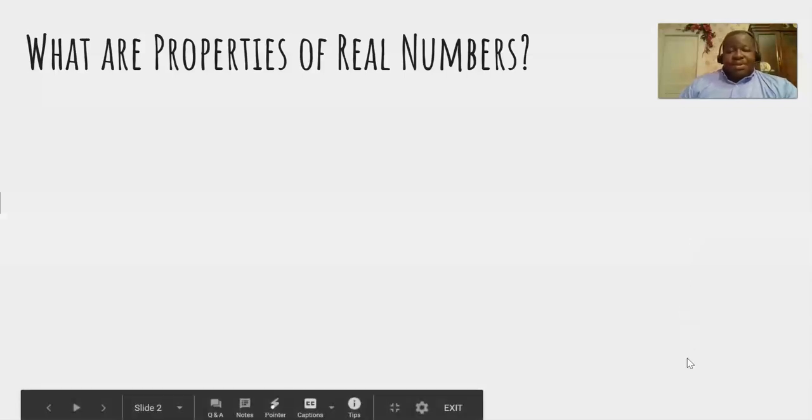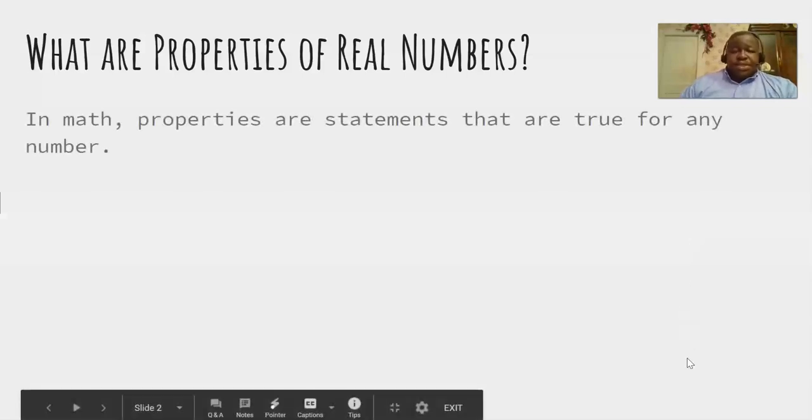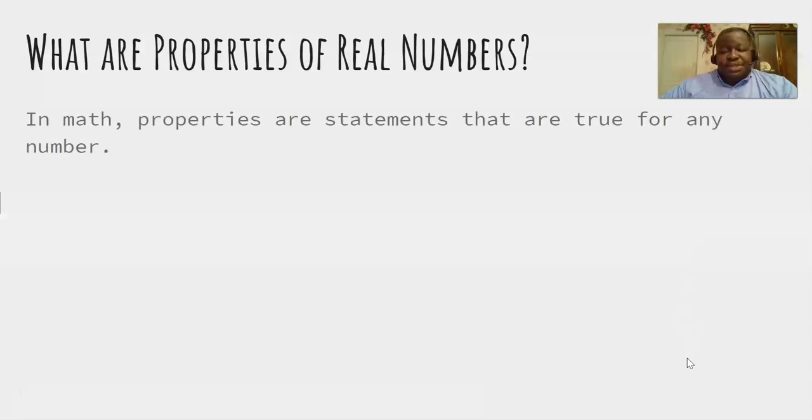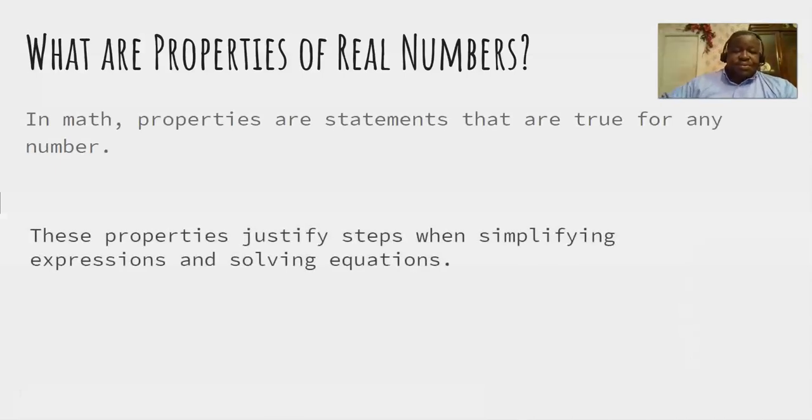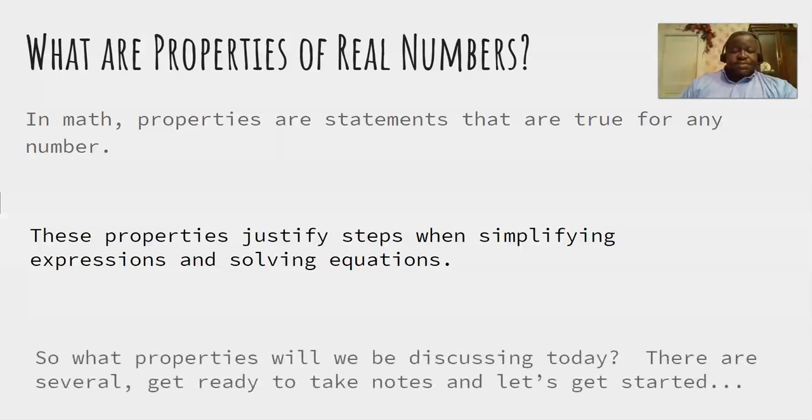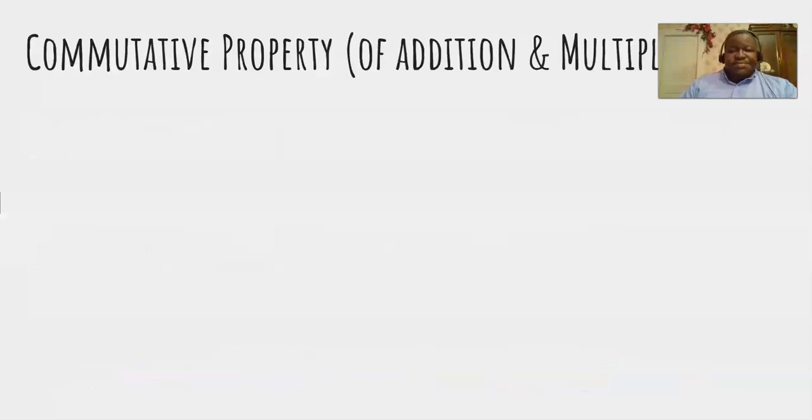So what are properties of real numbers? In math, properties are statements that are true for any number. These properties justify steps when simplifying expressions and solving equations. So what properties will we be discussing today? There are several, so get ready to take some notes and let's get started.